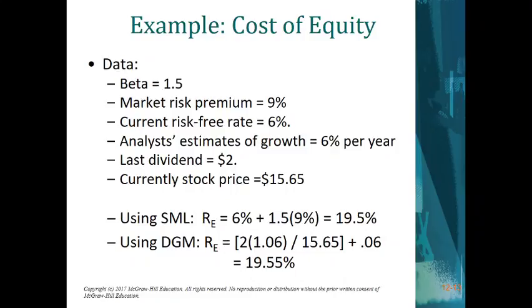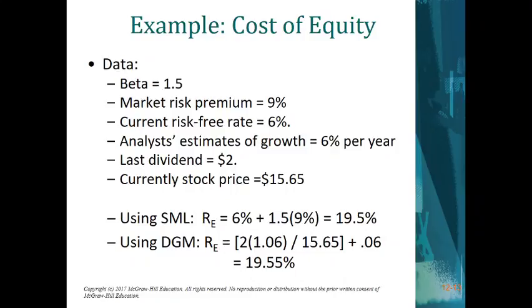All right, so here's another example. We have a company with a beta of 1.5. Market risk premium is 9%. Current risk-free rate is 5%, or excuse me, 6%. Analysts' estimate of growth equals 6% per year. The latest or last dividend is $2 per share. The current stock price is $15.65 per share.